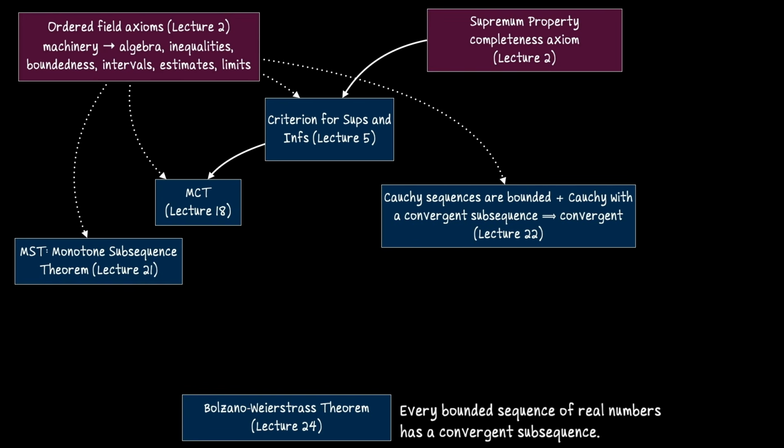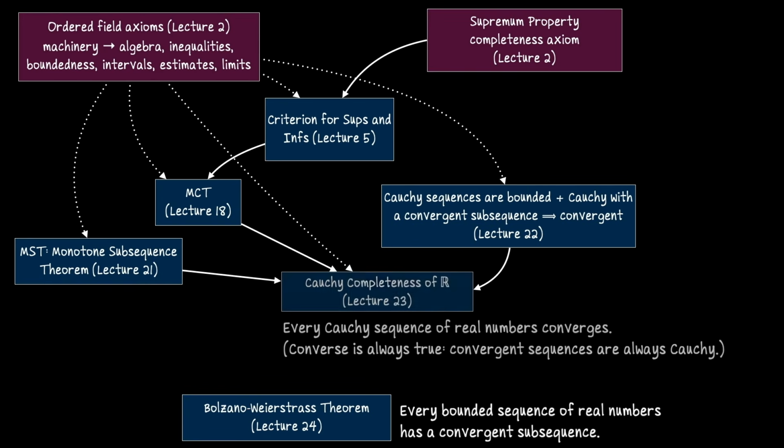But with those two results, the MCT and the MST, we built up the Cauchy completeness of the set of real numbers. That's a major statement, and it tells us that every Cauchy sequence of real numbers is convergent. The converse is also true, but that's always true. So every convergent sequence is always Cauchy.